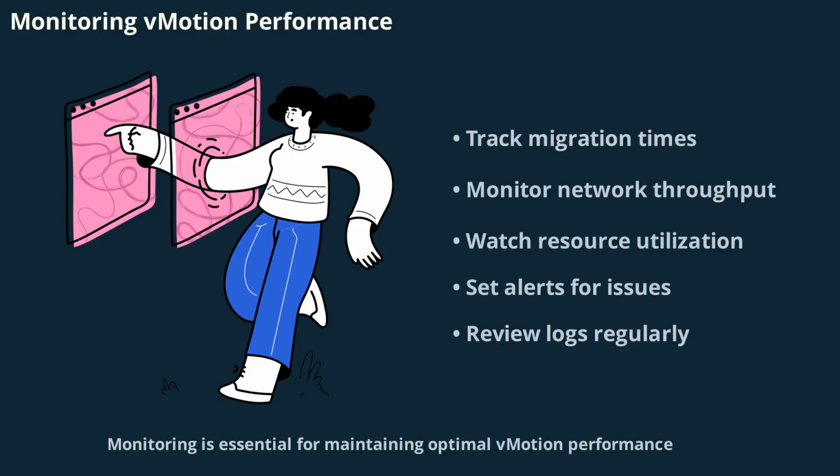Monitoring is essential for maintaining optimal vMotion performance. Use VMware's built-in tools to track migration times, network throughput, and resource utilization. Set alerts for unusual activity or failed migrations, and review logs regularly to identify trends or recurring issues. Proactive monitoring helps ensure that vMotion continues to deliver seamless migrations.